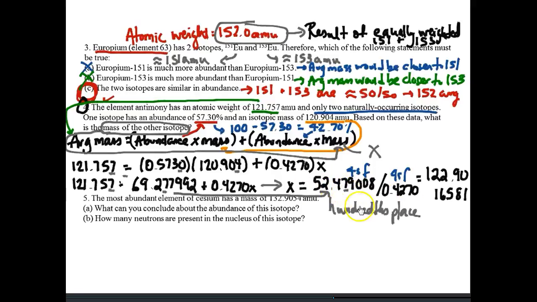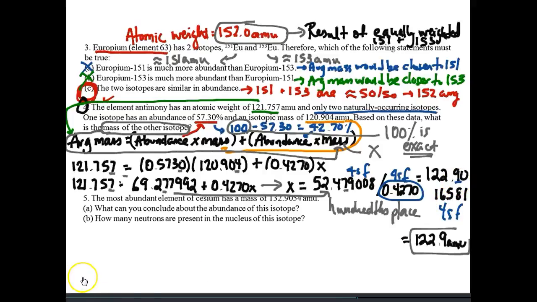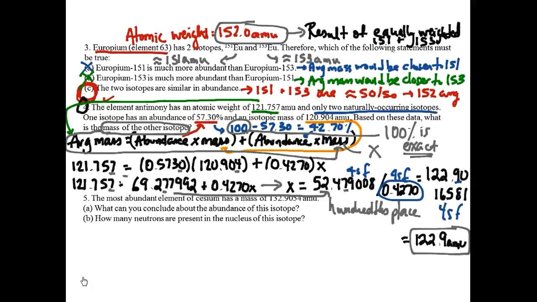Now the final step is a division step where we have 4 sig figs and we're dividing by 4 sig figs. This 0.4270 comes from up here. This number is accurate all the way to this 0 because this 100% in the abundance is an exact number, and we're subtracting 57.30, which is accurate to the hundredths place. So this number has 4 sig figs, which means 4 divided by 4, our answer should have 4, which means it's accurate to that 9. So 122.9 atomic mass units.